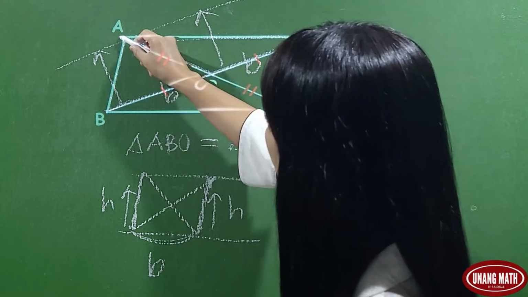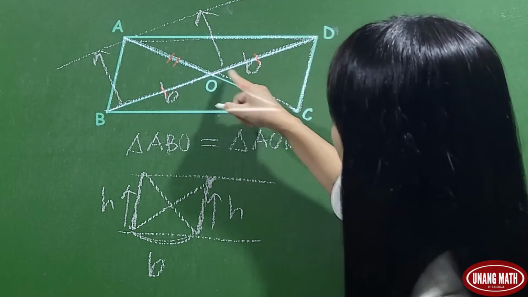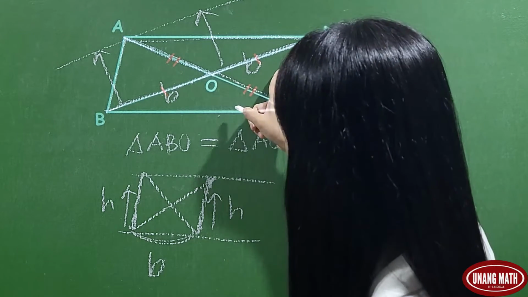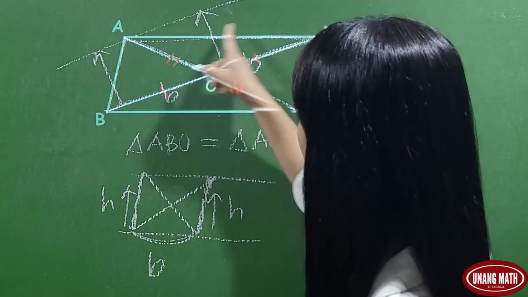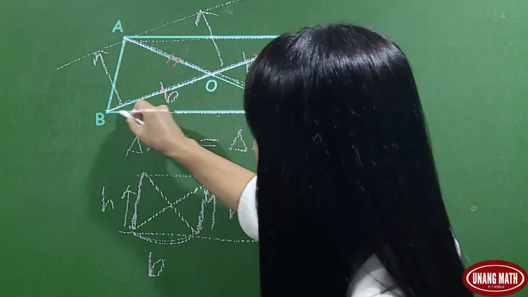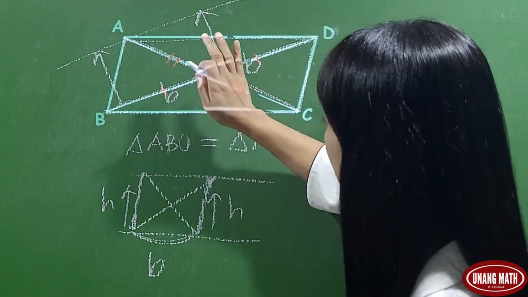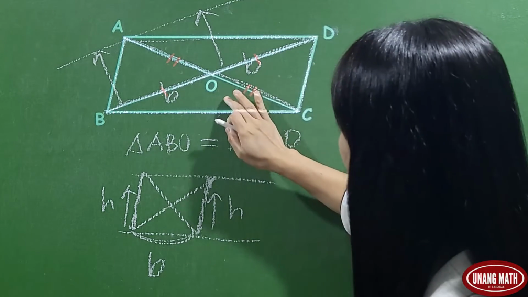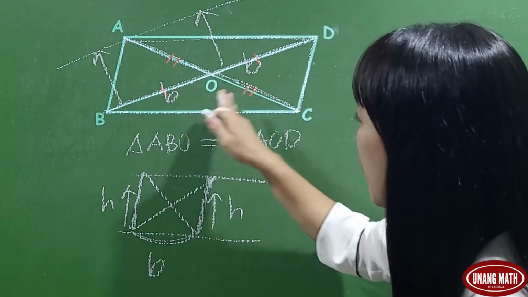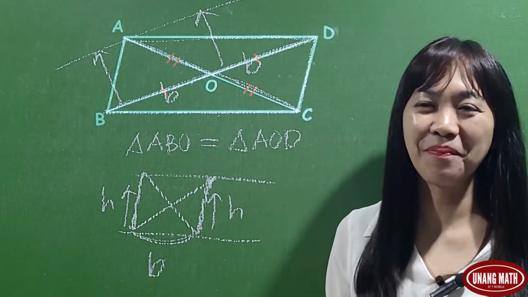Okay. This triangle ABO is, we all know, equal to this triangle DOC. And since ABO is the same area with AOD, then that means it's also the same area with triangle BOC. So the area of this triangle, the area of this triangle, and this triangle are all the same. And if we will add these four areas, then that's the area for the whole parallelogram.